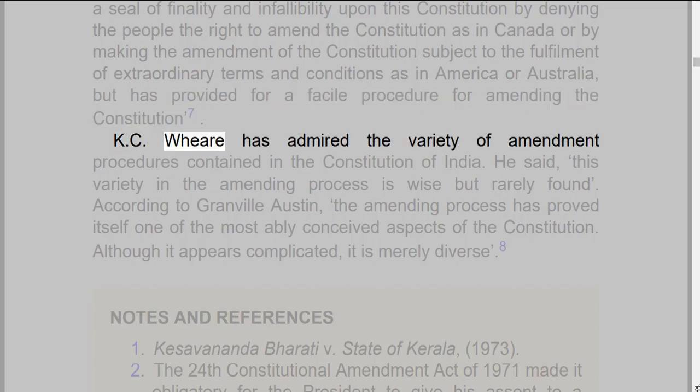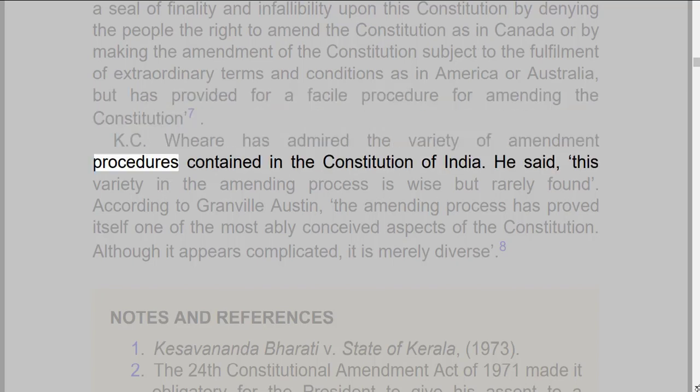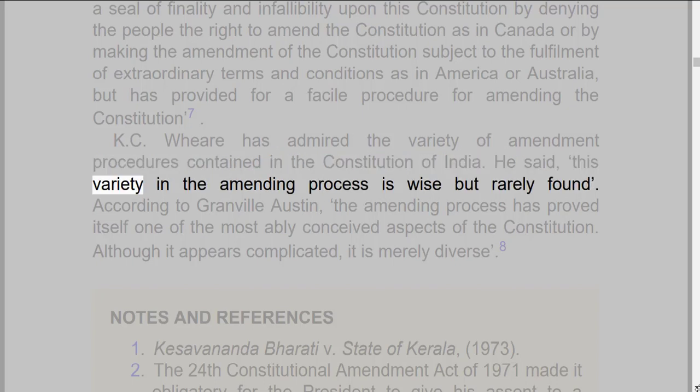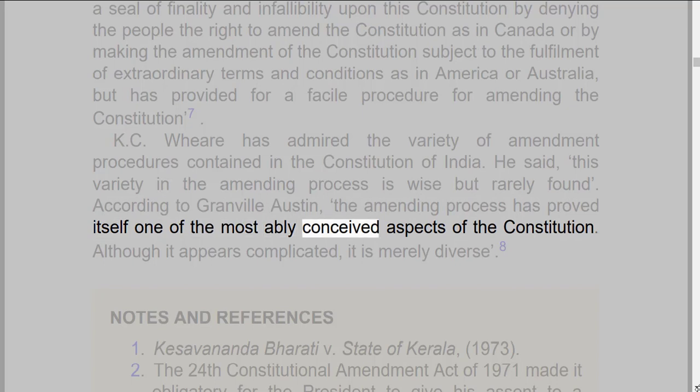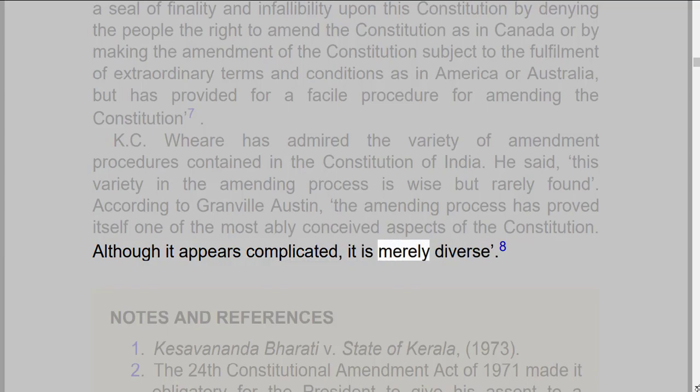K.C. Wheare has admired the variety of amendment procedures contained in the Constitution of India. He said, "This variety in the amending process is wise but rarely found." According to Granville Austin, the amending process has proved itself one of the most ably conceived aspects of the Constitution. Although it appears complicated, it is merely diverse.